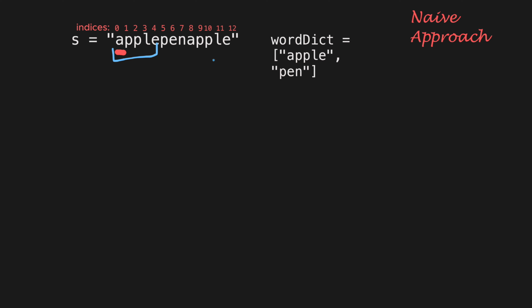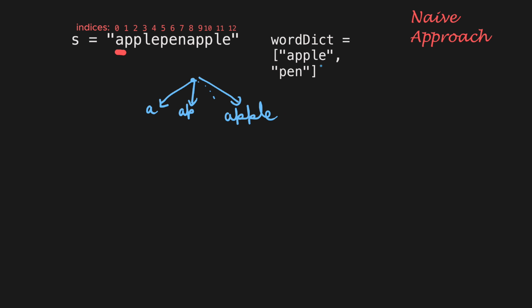Now let's quickly see this in action. So we start the DFS at index 0 and try to form the prefixes up to the length of the string. So we will form the prefixes like a, ap, app, and so on, which don't exist in the word dictionary, until we form the prefix like apple, which exists in the word dictionary.